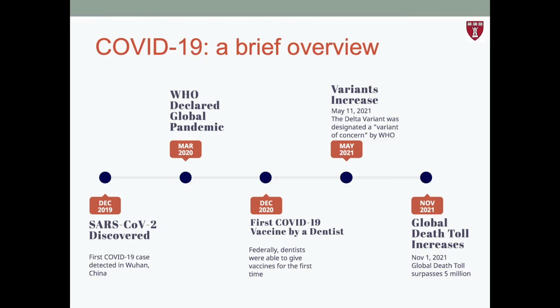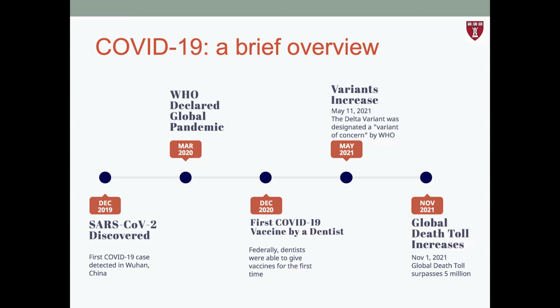COVID-19 is a disease caused by the virus SARS-CoV-2, which was first discovered in December 2019. The World Health Organization declared the global pandemic on March 11, 2020, resulting in school closures, economic lockdown, and restriction of country borders.